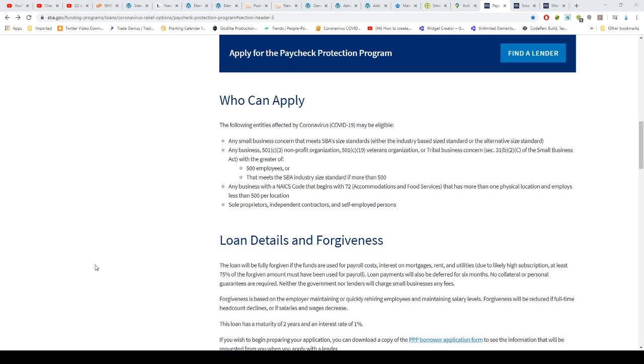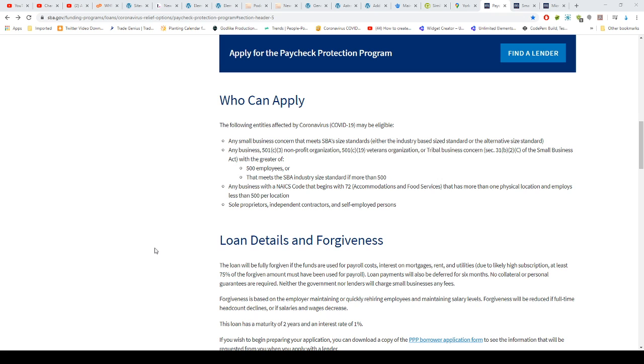Now be aware that you're not just getting some money. You're applying for a loan. Loan details and forgiveness. The loan will be fully forgiven if the funds are used for payroll cost, interest on mortgages, rent, and utilities. Due to the likely high subscription, at least 75% of the forgiven amount must have been used for payroll. Loan payments will also be deferred for 6 months. No collateral or personal guarantees are required. That means no credit check.